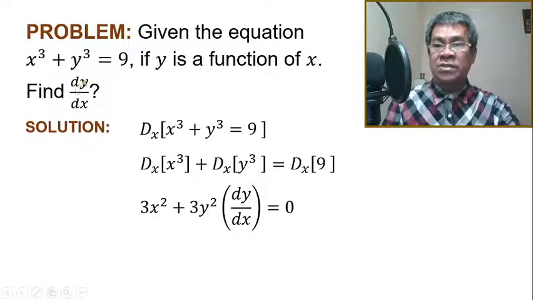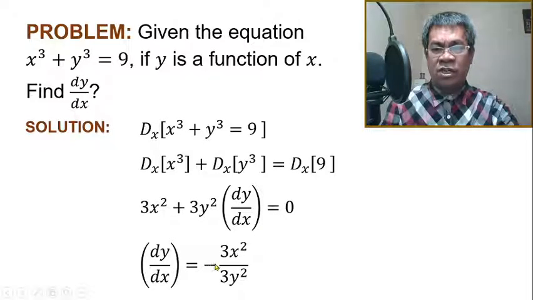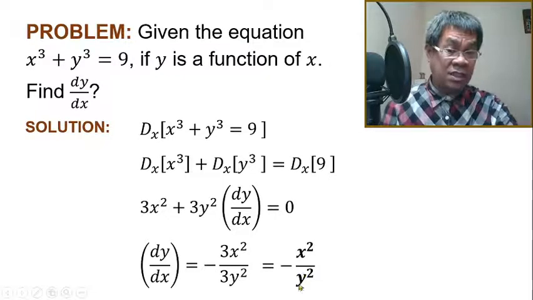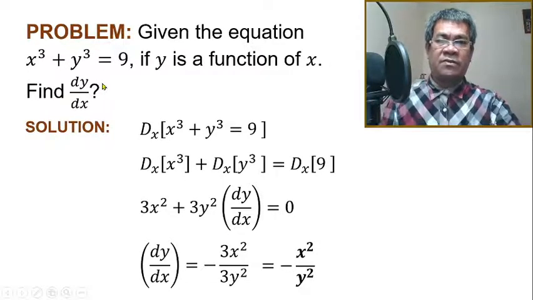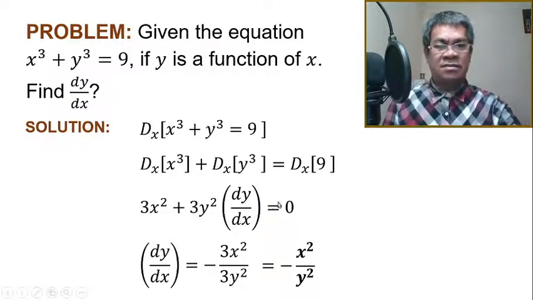So, the question is, what is dy dx? So, you have to solve this one. So, again, the same procedure. Transpose this to the right side, divide both sides by 3y squared. So, we have the answer as dy dx equal to negative 3x squared over 3y squared. And we can cancel 3. So, we come up with the answer negative x squared over y squared. This is the derivative of this function in implicit form. Okay, that's it.